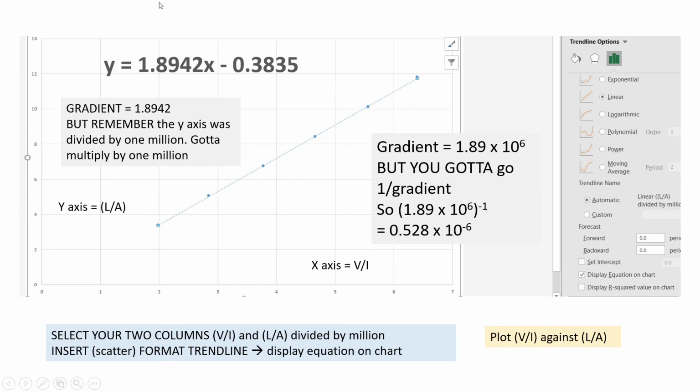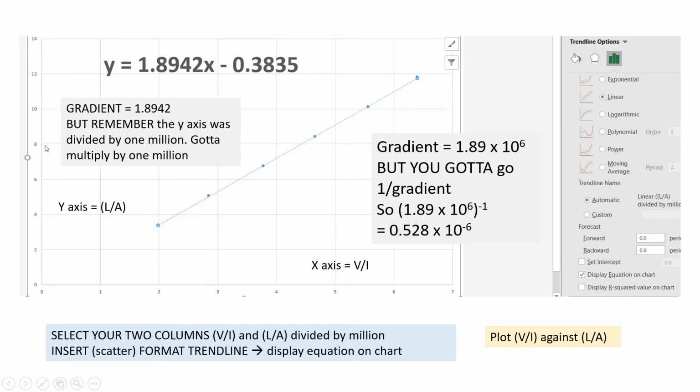So for this one, can you see that I used the display equation on the chart? So first, you select the two columns, which is V over I, and I selected the column where it says L divided by A, and then divided by 1,000,000. Those were your two columns. I inserted a scatter graph, and then I formatted the trend line, and that should be a linear graph. And then you display the equation on the chart.